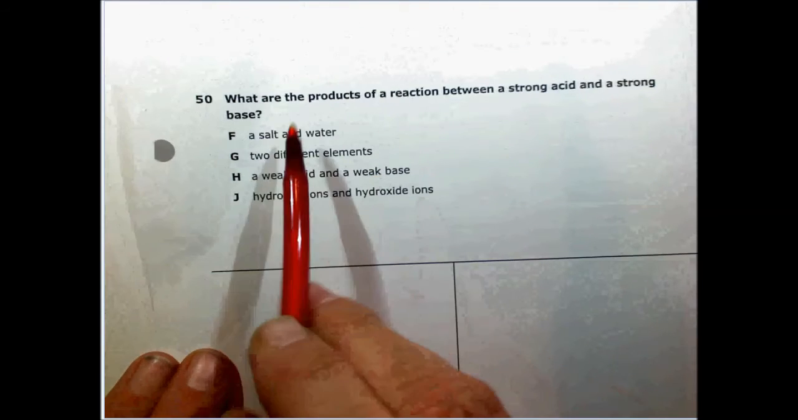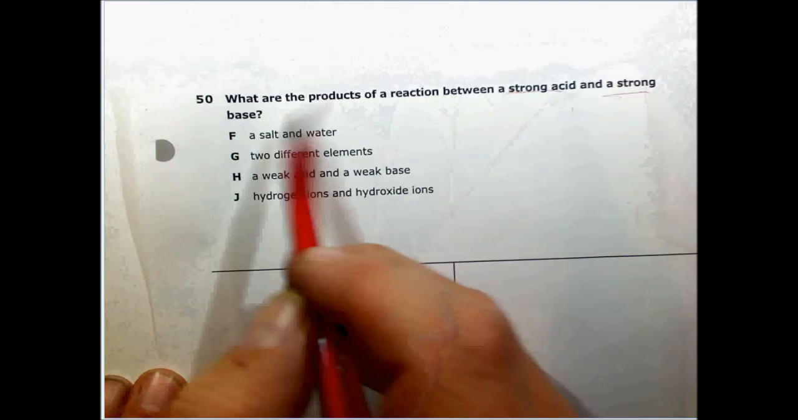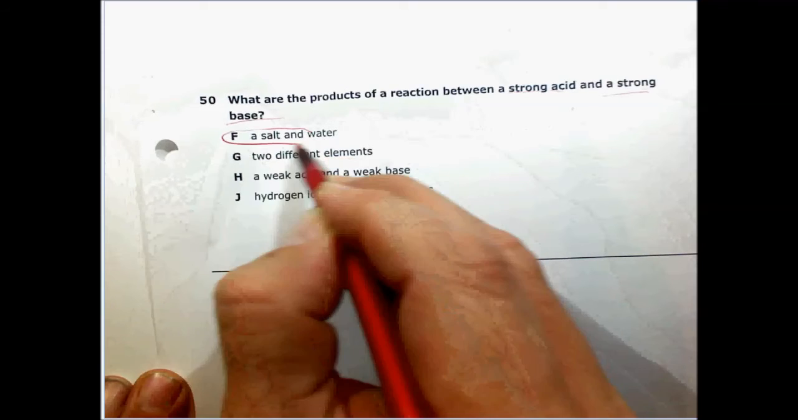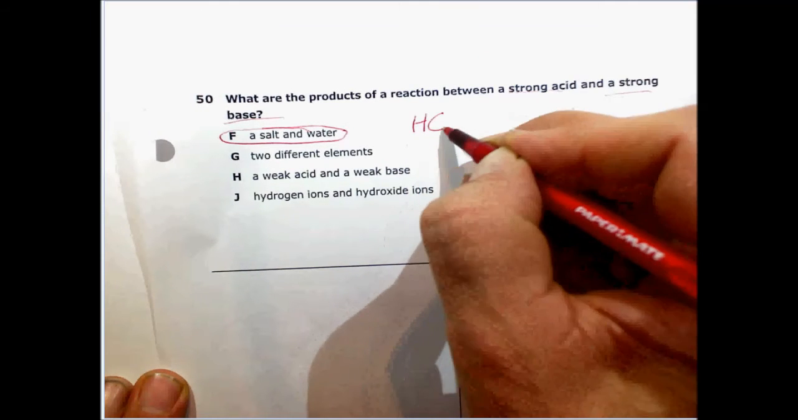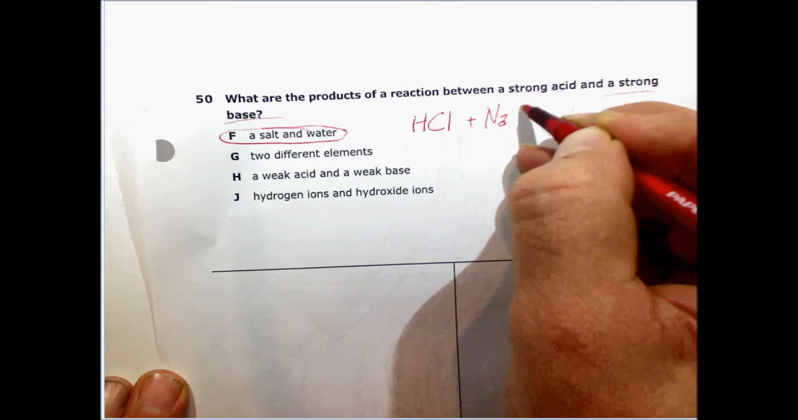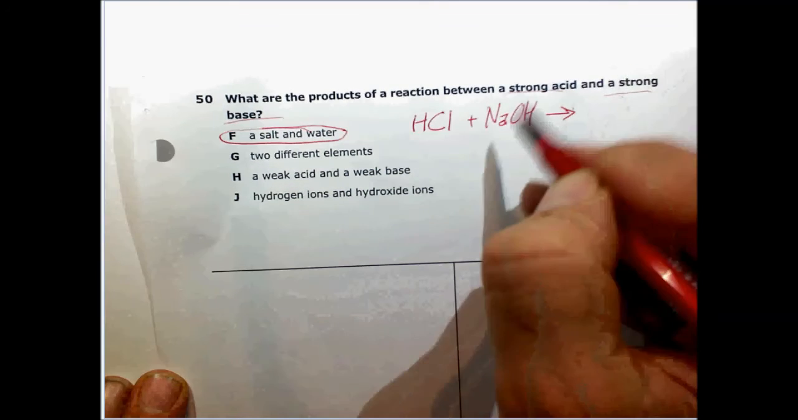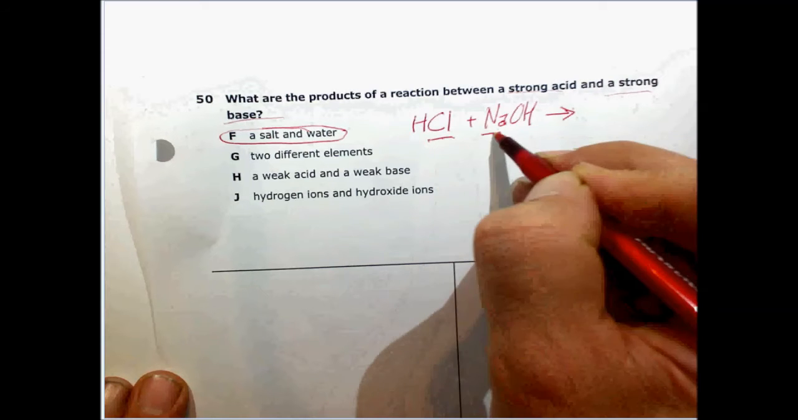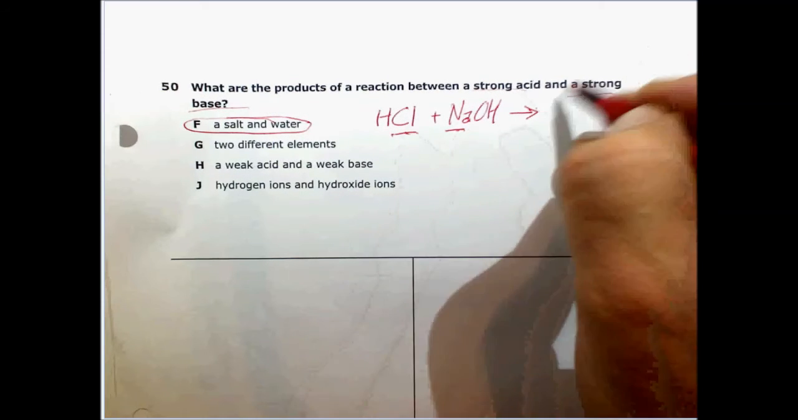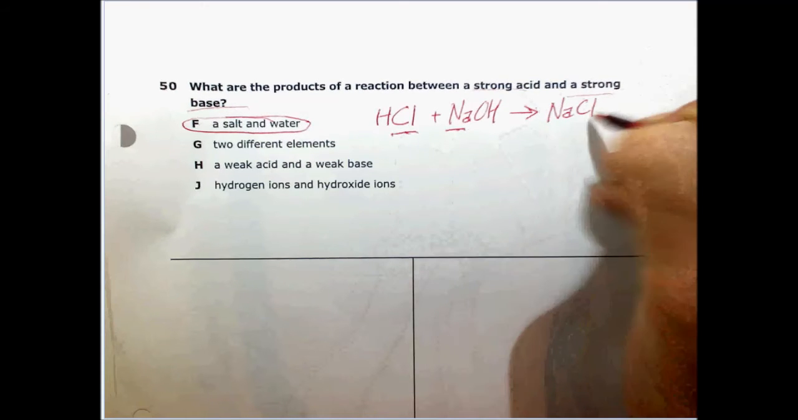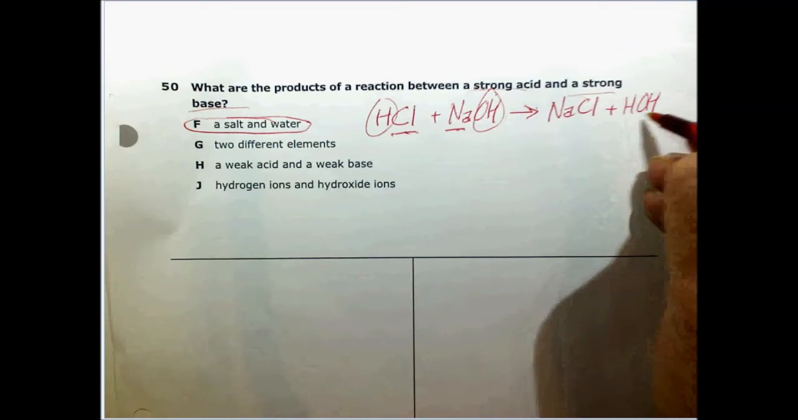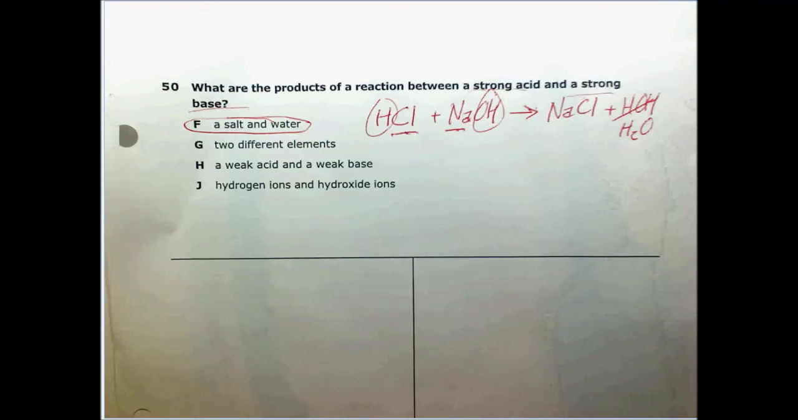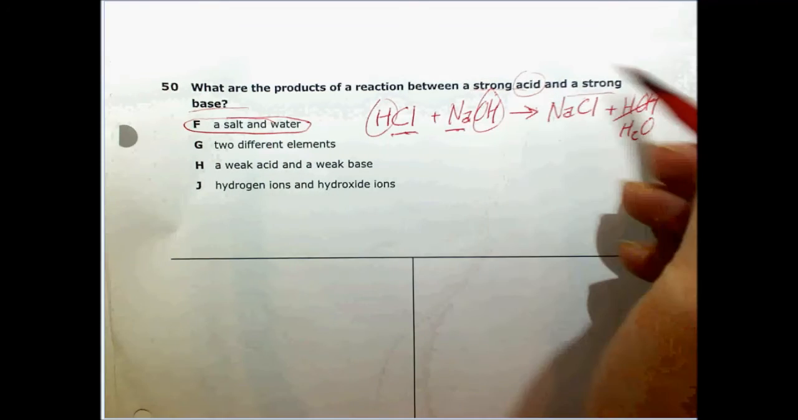And our last question: what are the products of a reaction between a strong acid and a strong base? And we've mentioned this many times: a salt and water. Our classic example is HCl plus NaOH. The two parts of the acid and the base become NaCl, and the H and the OH become HOH, otherwise known as H2O. Salt and water are always the products of the reaction between an acid and a base.